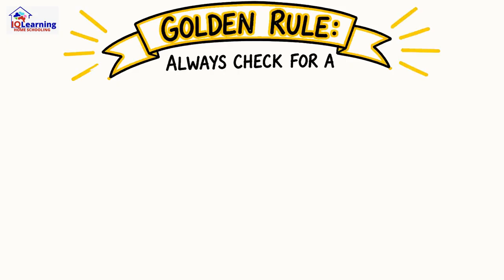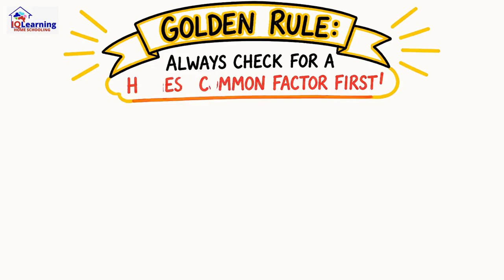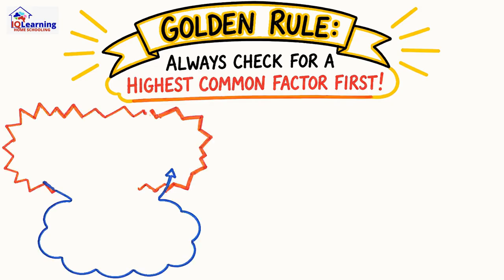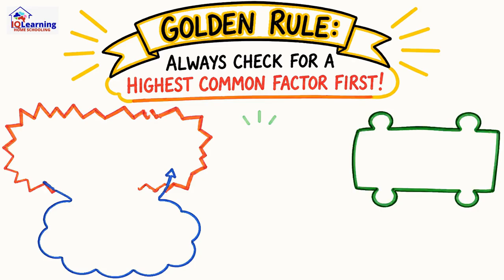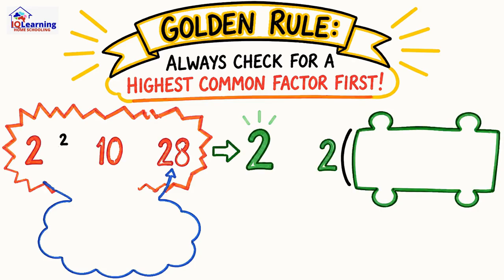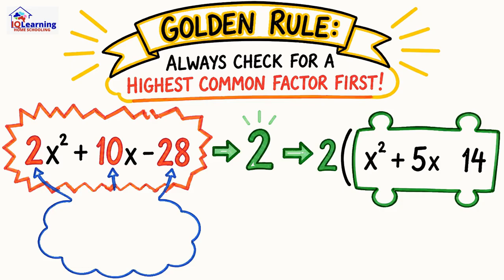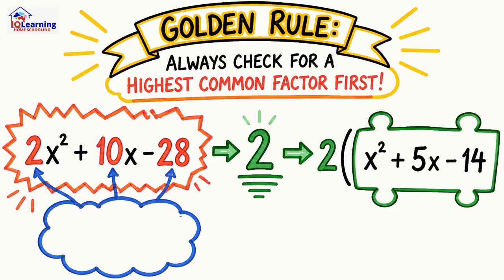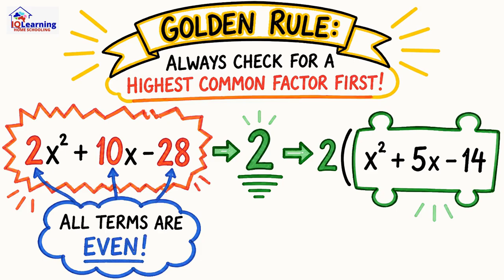Always check for a highest common factor first. An expression like 2x squared plus 10x minus 28 looks intimidating, but notice all the terms are even. Pull out that common factor of 2, and you're left with 2 times x squared plus 5x minus 14, which is now a simple puzzle you already know how to solve.